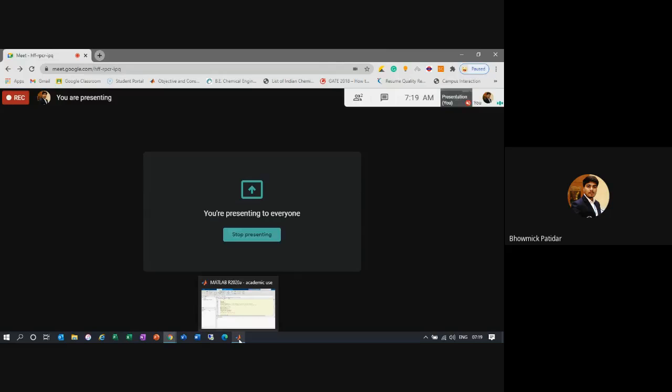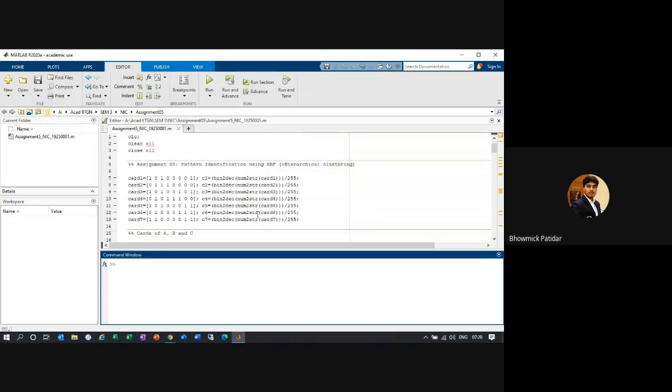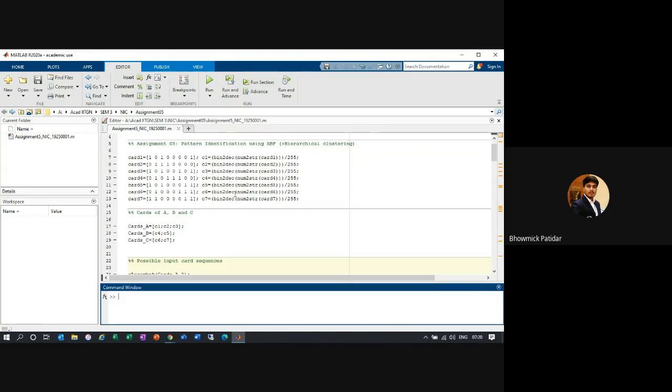For assignment number 5, our main objective is to do pattern identification using a radial basis function network along with hierarchical clustering. In the given problem, we have 7 cards, and I have converted them into sequences of ones and zeros. Then I converted this 8-bit binary into decimal form and divided by 255, such that the values lie between 0 and 1.